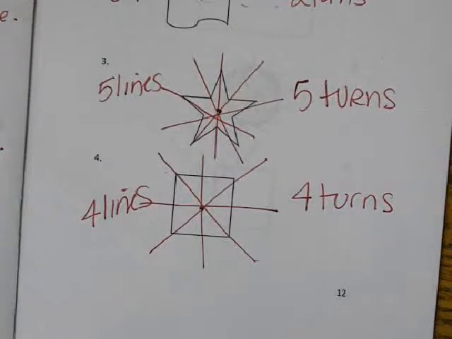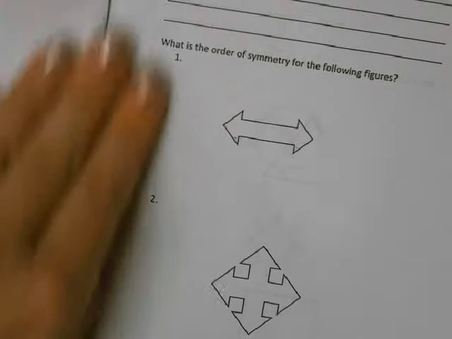Okay? So that's for line symmetry or rotational symmetry. You just figure out how many lines you can draw so that they're congruent on either side of your line, and then how many turns you have to take in order to get it back to its original shape. Okay.